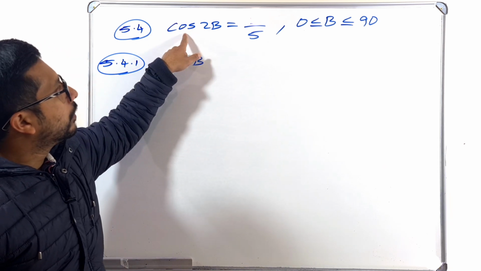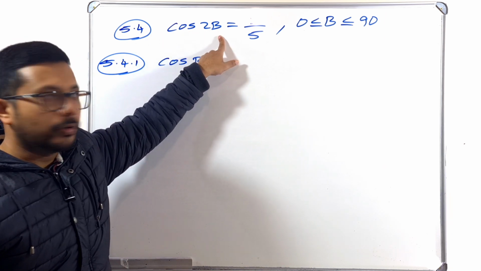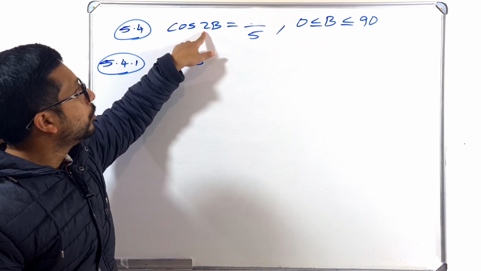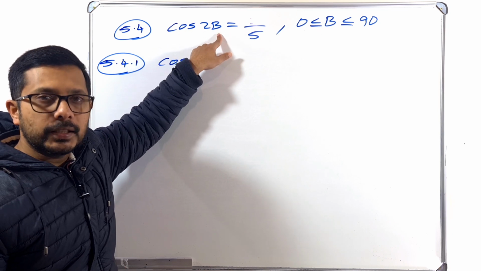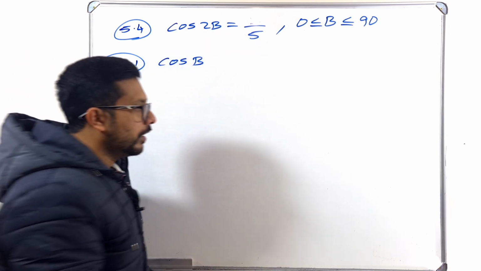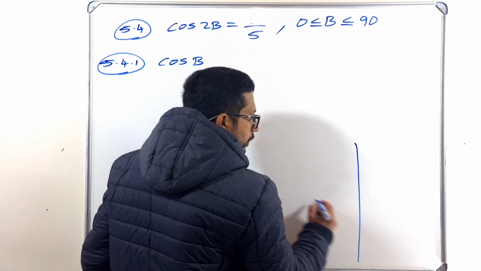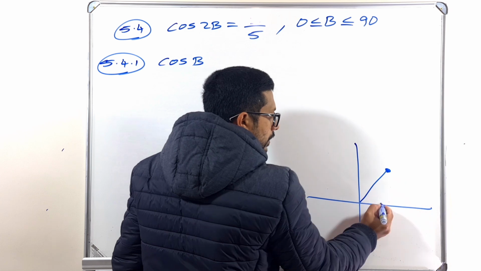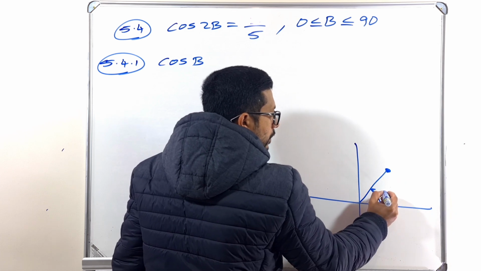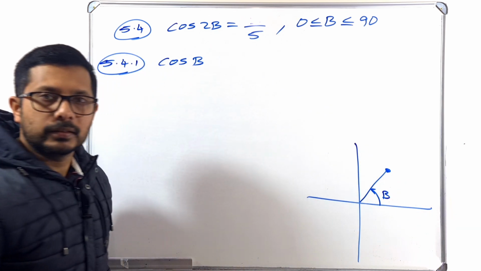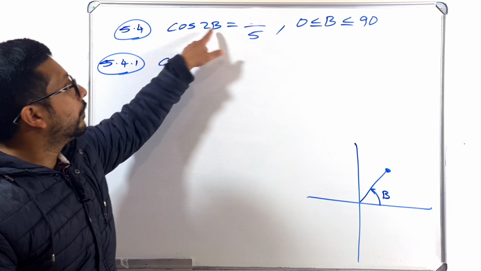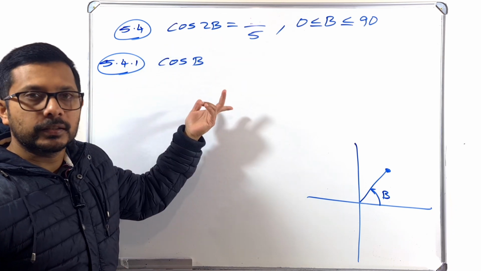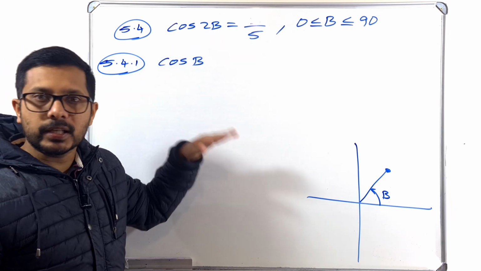What is given? Cos 2b is given. What is the angle b? Do you understand? First you have to get an expression for b, not 2b. If I draw the Cartesian plane, 0 to 90 means it's in the first quadrant, and this angle is b, not 2b. But here what is given? 2b. So first you have to convert this 2b into b. Then only we can substitute x, y and r.